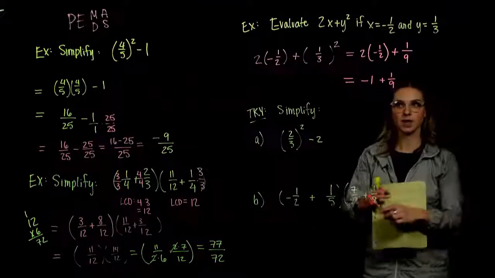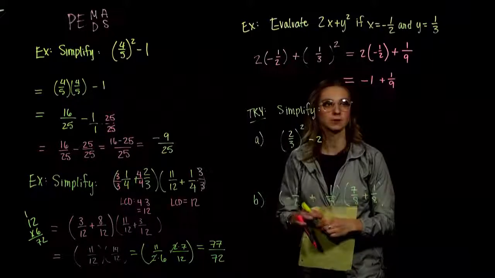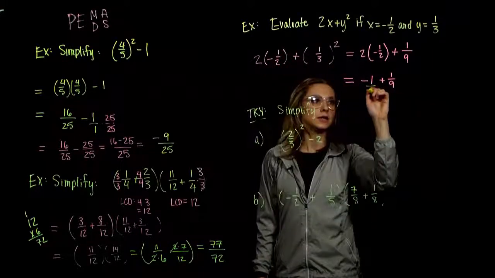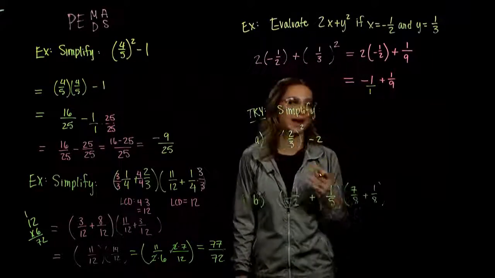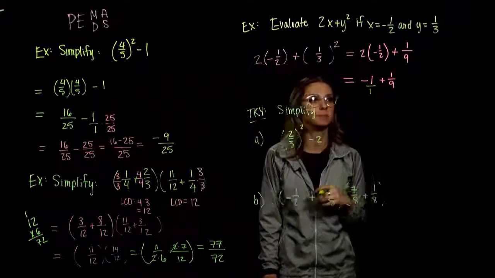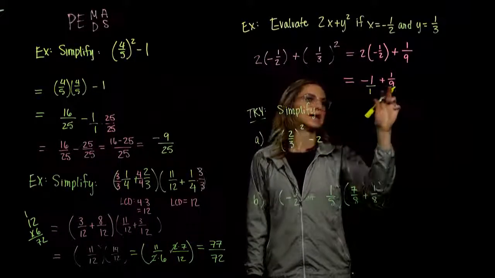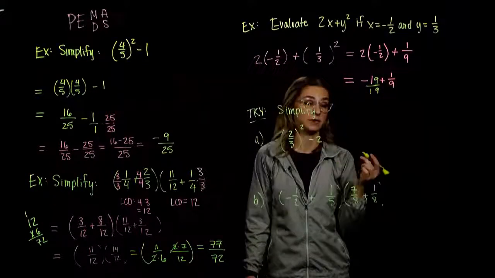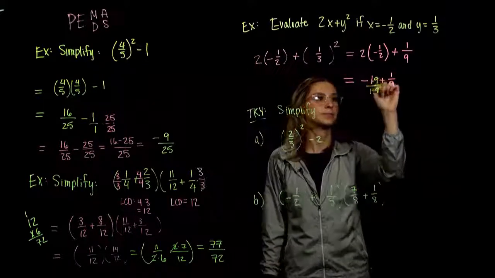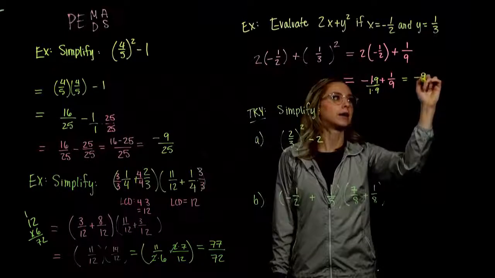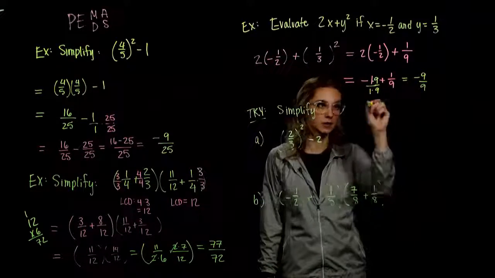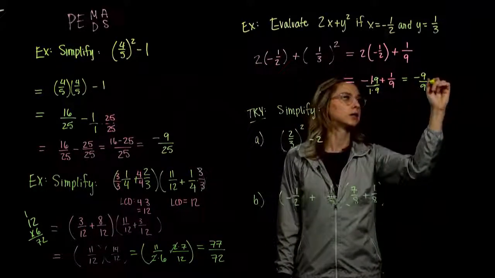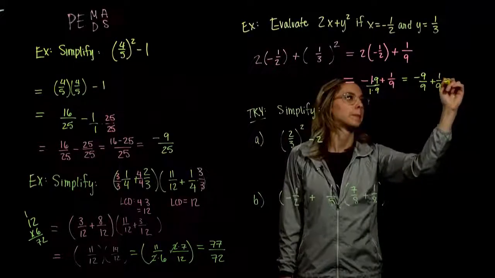In order to combine those, we need common denominators. And if we need to see -1 as a fraction, we can put it over 1. And our common denominator is 9. To turn 1 into 9, we have to multiply by 9 over 9. So what do we get? I've got -9/9, or -1, plus 1/9.